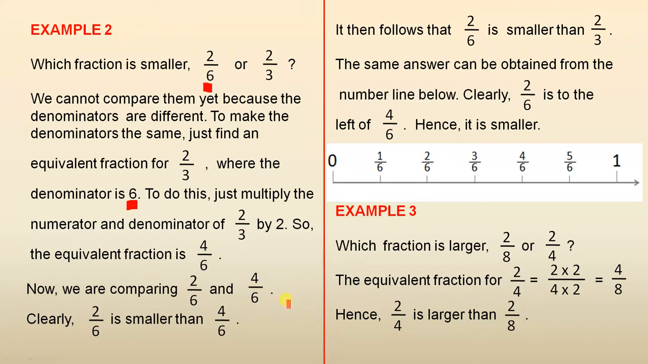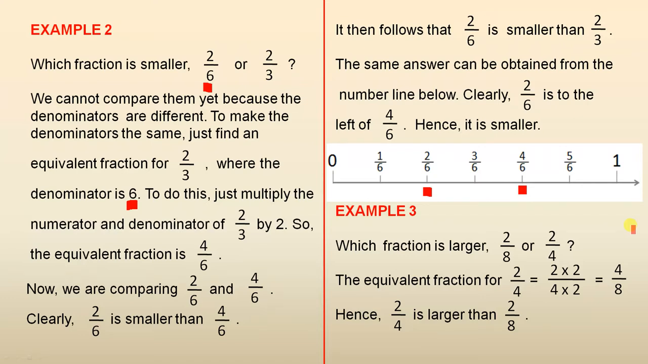Now we are comparing 2 over 6 and 4 over 6. Clearly, 2 over 6 is smaller than 4 over 6. It then follows that 2 over 6 is smaller than 2 over 3. The same answer can be obtained from the number line below. Clearly, 2 over 6 is to the left of 4 over 6, hence it is smaller.